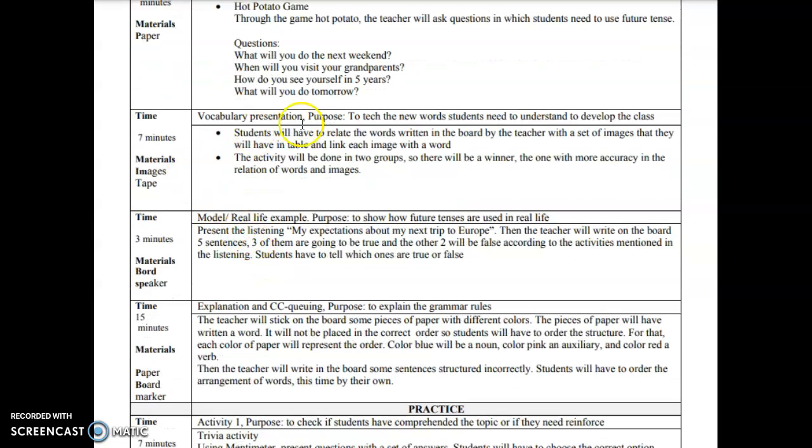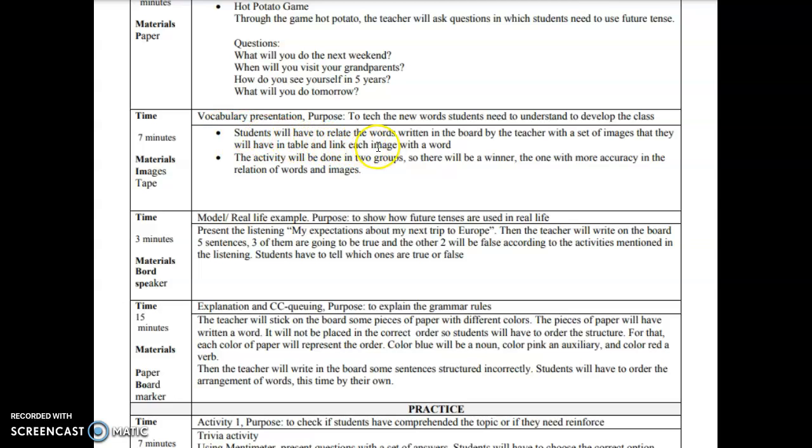Then we pass to the vocabulary presentation. The purpose is to teach the new words the students need to understand in order to develop the rest of the class. So the time that we will spend in the activity will be 7 minutes. The materials we need will be images and tape. The activity will be this one.